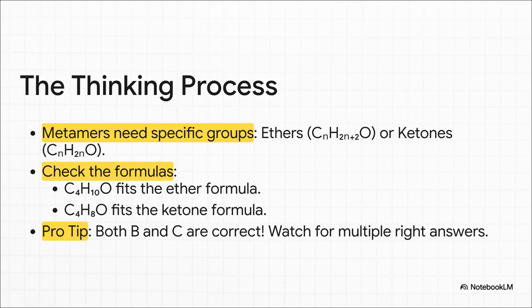Now, we just match our options. C4H10O, yep, that fits the ether formula perfectly. What about C4H8O? That fits the ketone formula, so this means both B and C can show metamerism. It's a great little reminder to always check every single option.